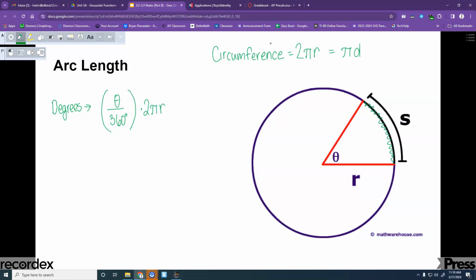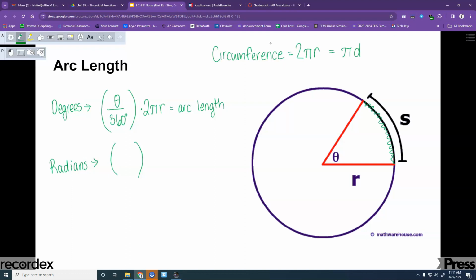Okay? That would be arc length in degrees. But for radians, I'm just changing one thing about that formula. What should I change about that formula I just had? Does the circumference change because I'm doing radians? It will not. The way I report the angle changes, but the value of it doesn't change.